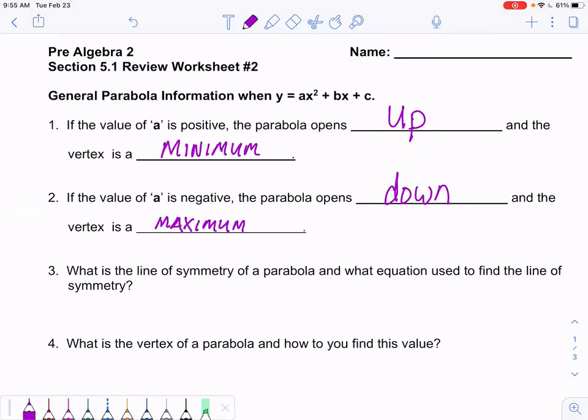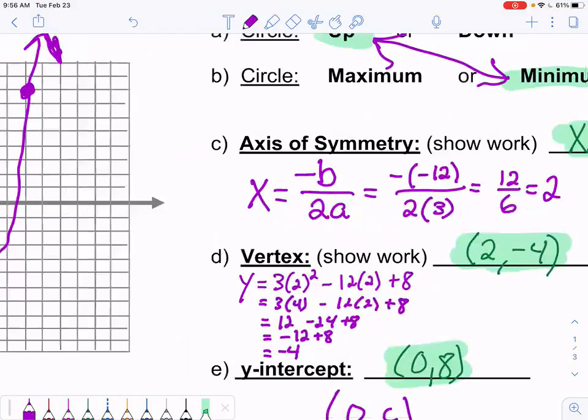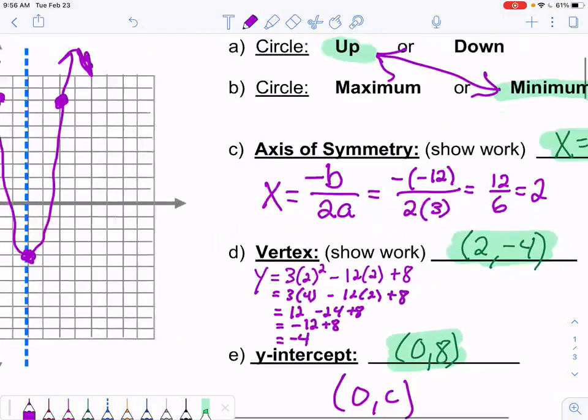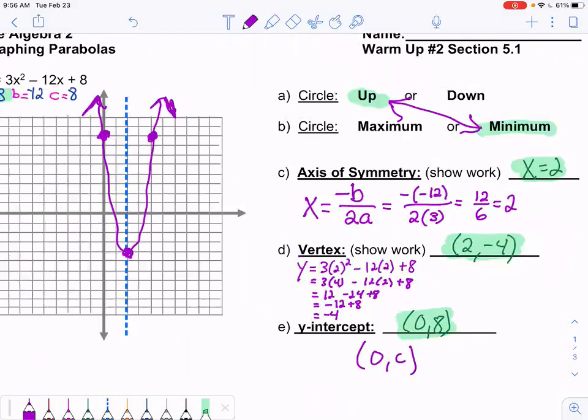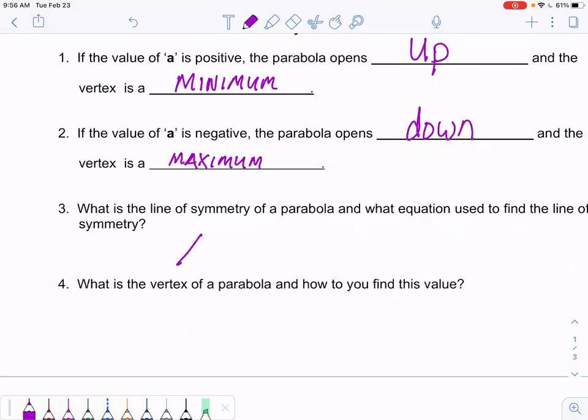What is the line of symmetry of a parabola, and what equation is used to find the line of symmetry? Well, we just had this one up here. Oh, so the axis of symmetry is the same thing as the line of symmetry. Bill, what's the equation for that? x equals negative b over 2a. That's it.